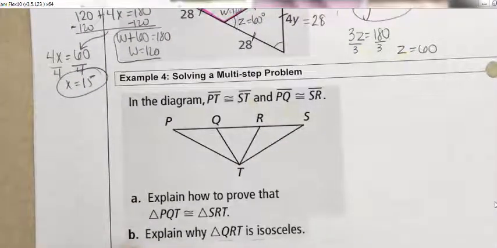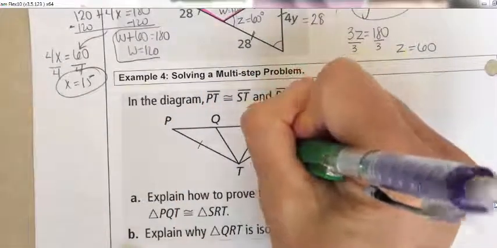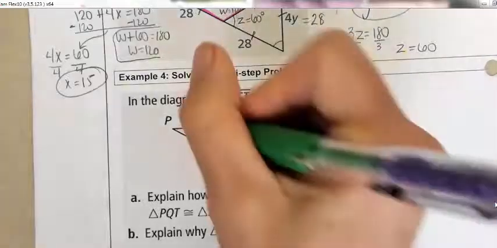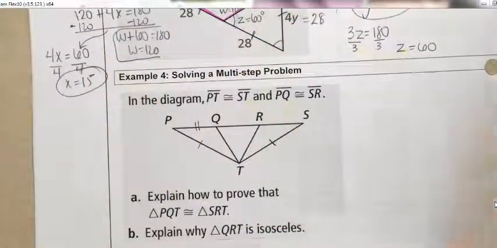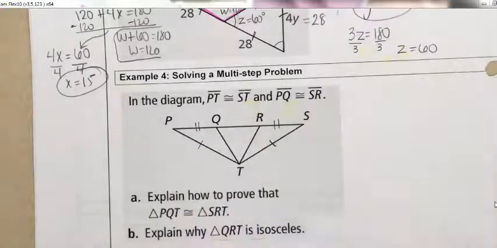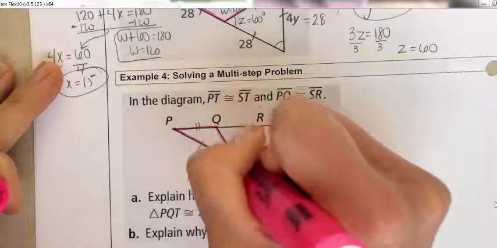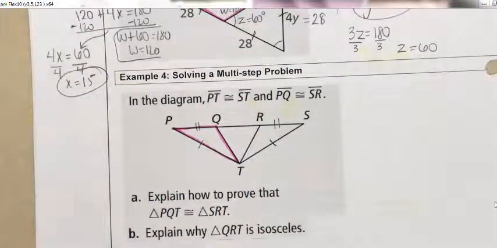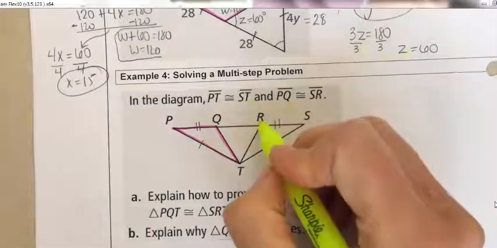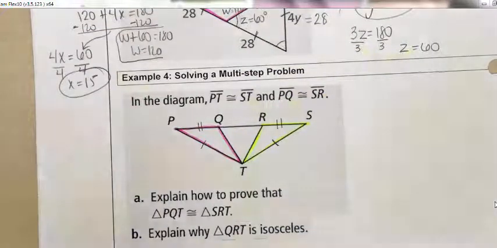So in the diagram, segment PT is congruent to segment ST, and segment PQ is congruent to segment SR. Explain how to prove that triangle PQT, I find it helps with highlighting, seeing different colors, and triangle SRT, explain how to prove that those are congruent.